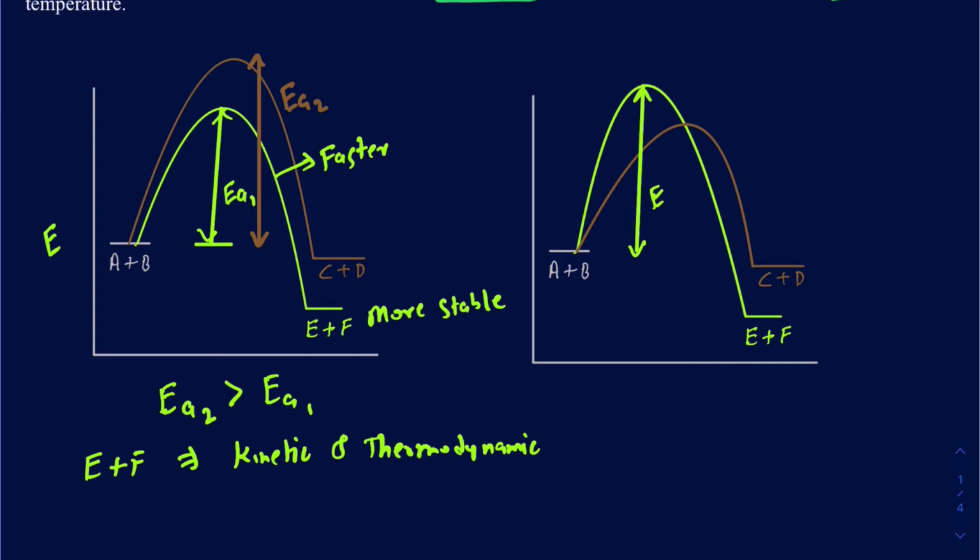So this is going to be your EA1, and then for the CD, this is going to be the EA2. Now in this case, clearly your EA1 is actually bigger than EA2. So that means E and F is still going to be the most stable. So they are still going to be your thermodynamic products, but C and D are going to be your kinetic products because they are made faster.